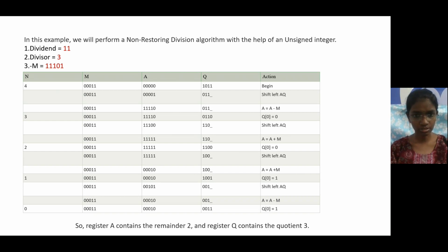Here sign bit is equal to 1. Then shift left AQ and do A minus M and go to the next step. Q of 0 is equal to 1. This is the final step. Here you do not need to shift left again. So A contains the remainder 2 and register Q contains the quotient 3.